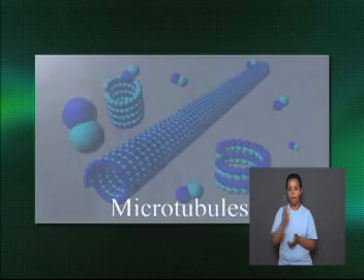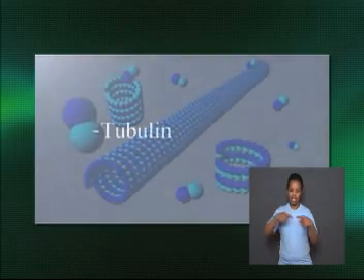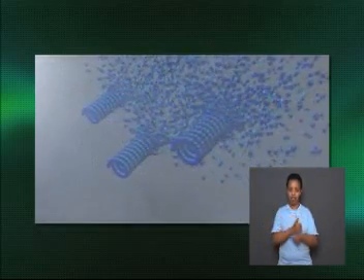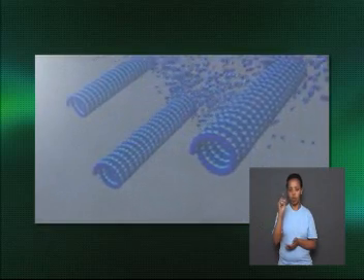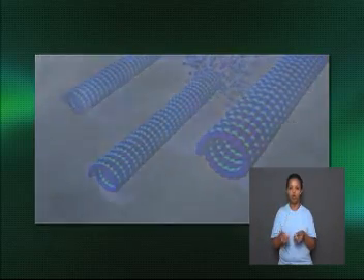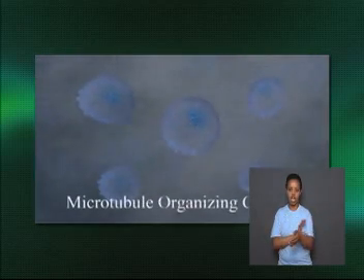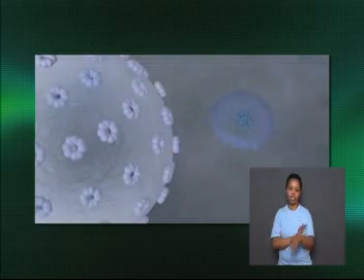Microtubules are made of tubulin, which is a type of protein. They are hollow rods that help to support and shape the cell. Microtubules are also involved in many cellular processes that are vital for the survival of the cell, including cell division and vesicular transport.